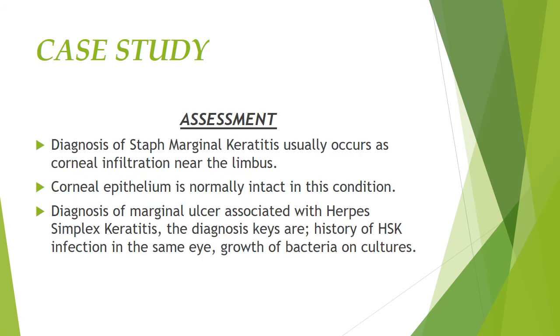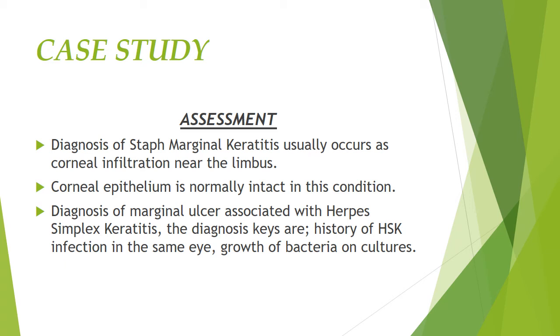Now the assessment. Diagnosis of staph marginal keratitis usually occurs as corneal infiltration near the limbus. Corneal epithelium is normally intact in this condition. Diagnosis of marginal ulcer associated with herpes simplex keratitis. The diagnosis keys are history of HSK infection in the same eye, growth of bacteria on culture.